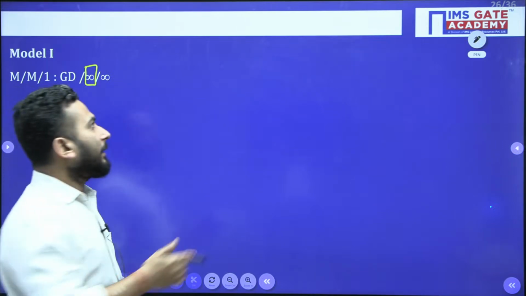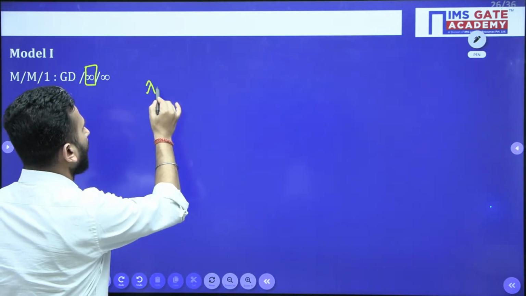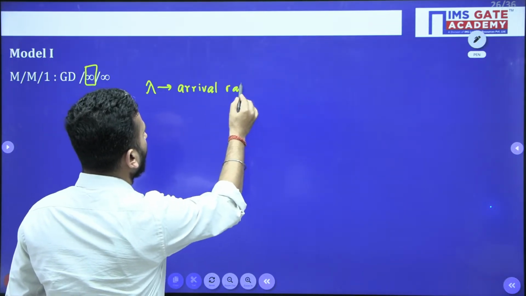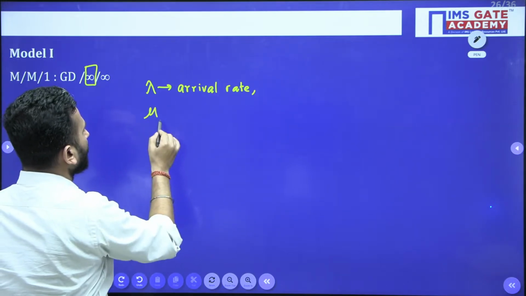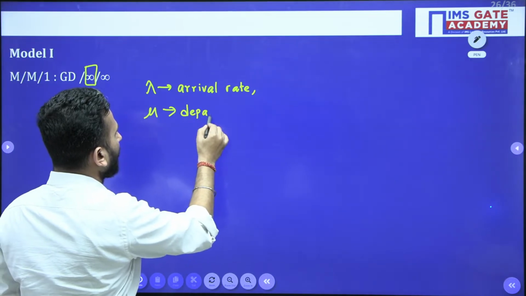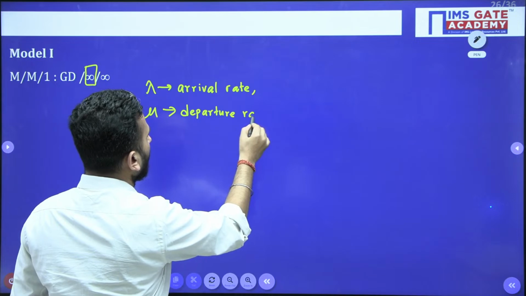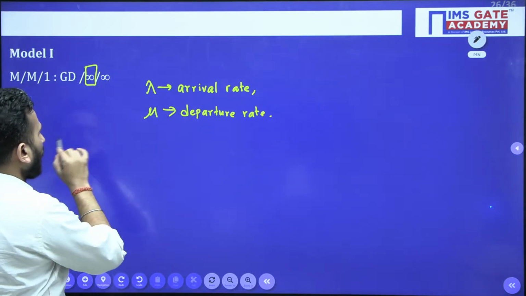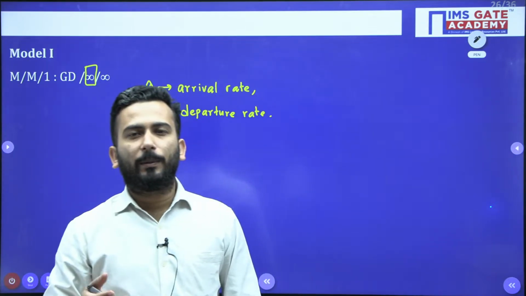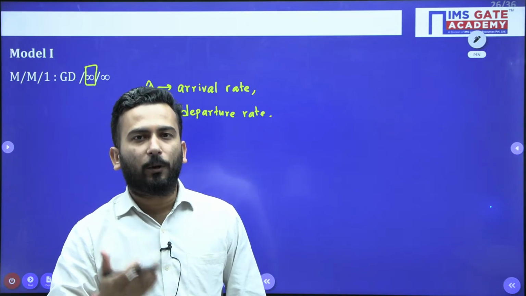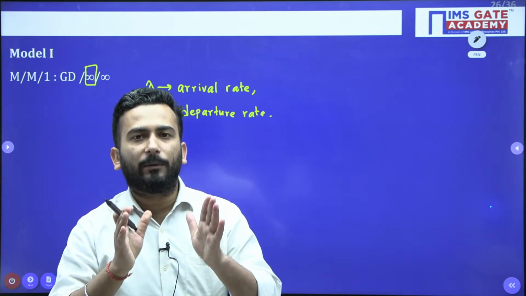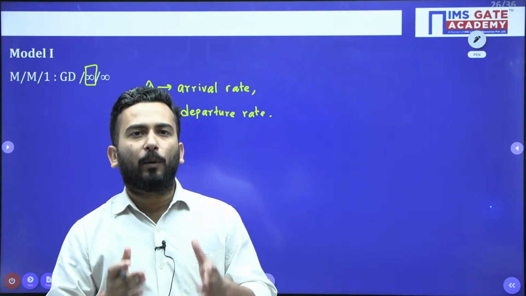Now, my dear friends, they will be giving you lambda as the arrival rate, and mu as the departure rate. Now you have to find some performance parameters. Whenever there is a queue, you will be finding the performance parameters for that queue, because you want to know whether your queue is working effectively or not. That is why we define performance parameters. Yes or no?